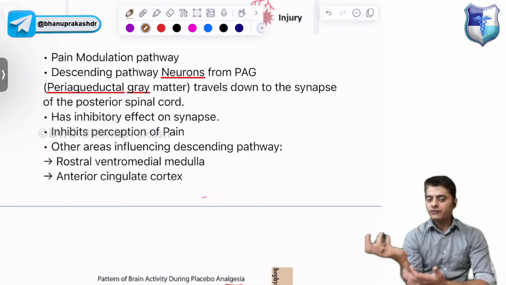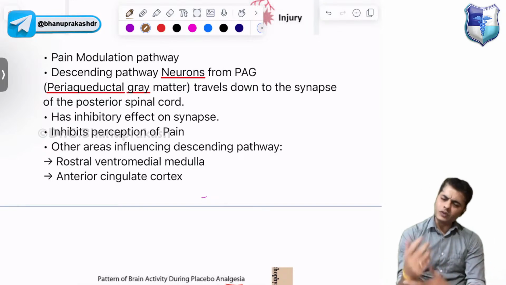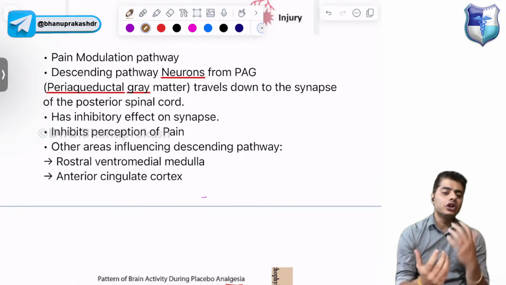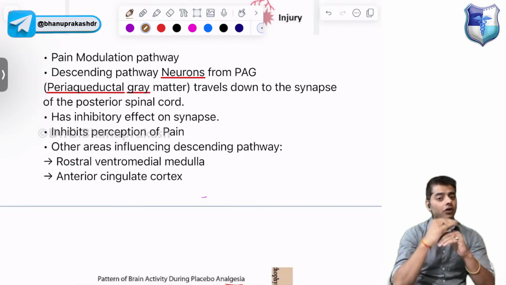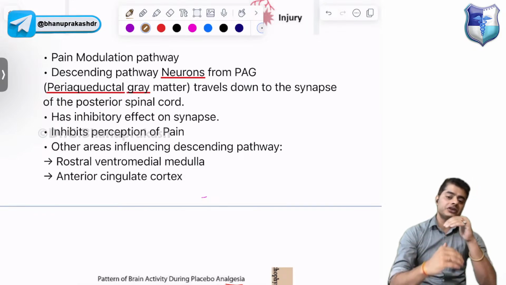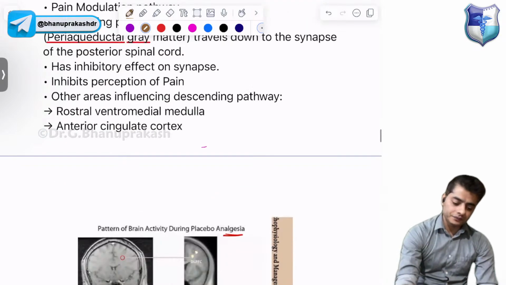But a common civilian will get pain because their pain modulation pathway is not that good, not good enough to inhibit pain. So this pain modulation pathway also varies from individual to individual, and that's why some people will receive different kinds of pain depending on their situation.